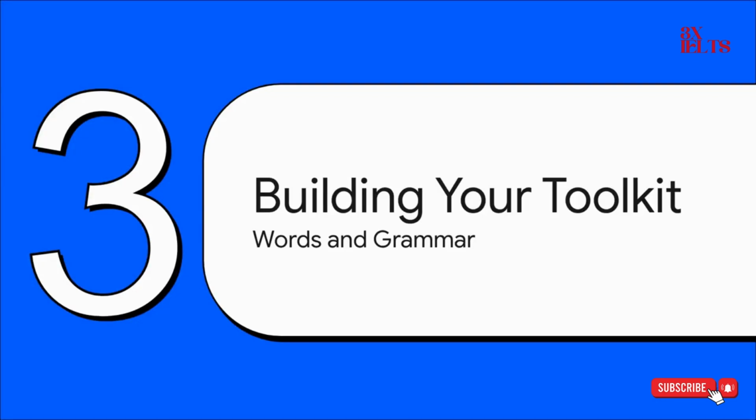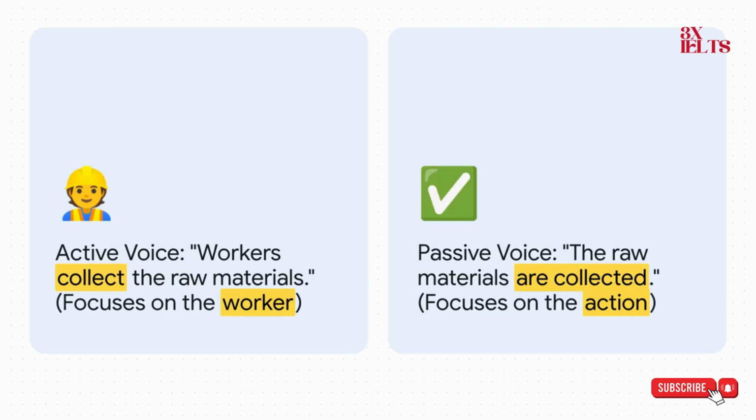Okay, on to section 3. We have the blueprint, so now we need the tools to actually build the thing, right? This is where we put together your language toolkit with the exact words and grammar you're going to need. Let's start with maybe the most important tool in the whole box, the passive voice. Just look at the difference here. The active voice, on the left, focuses on the person, the workers. But for a process chart, we don't really care who does the action. We just care about the action itself. And that's what the passive voice does. The raw materials are collected, puts the focus right where it should be.